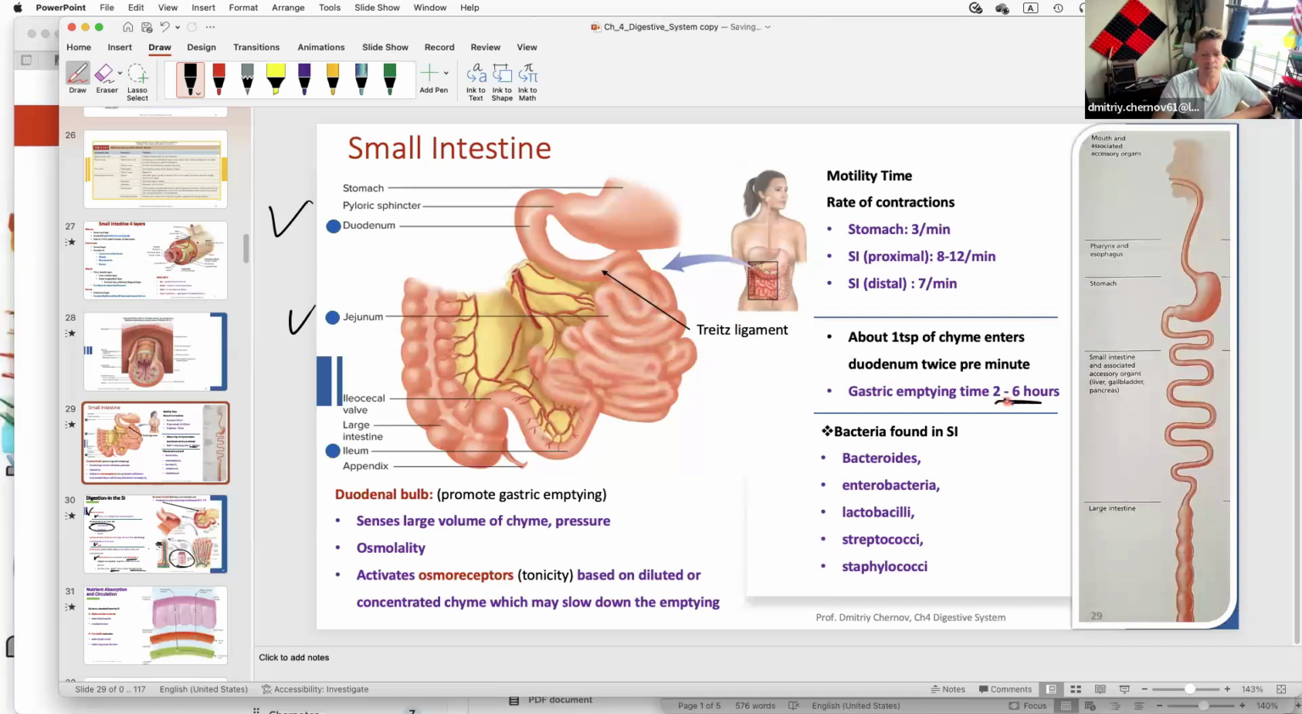It depends on the mixture, depends on the type of the food, right? 2 to 6 hours. Usually it's up to 4 hours. That's when you're hungry, right? So 2, 3 hours usually. It all depends on mental state and everything else.